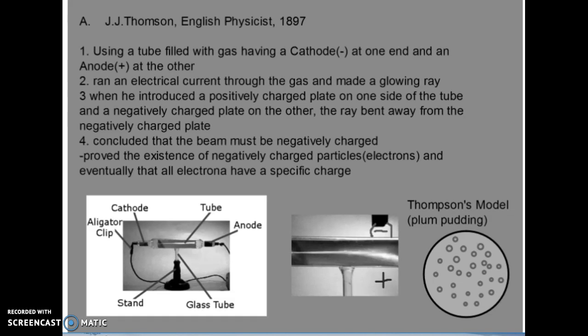And so knowing that opposites attract and like things repel, he concluded that the beam must be made of negatively charged particles. And he is actually the person that proved the existence of negatively charged particles, or those electrons, just because of that behavior of that beam. Why would that beam behave any differently? It was repelled by negative charges, so it must be a negatively charged beam.